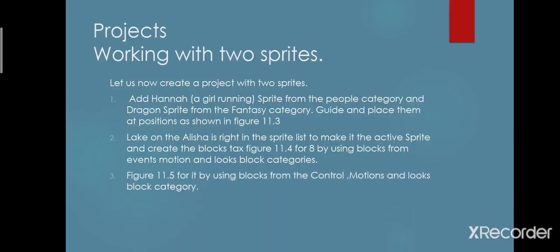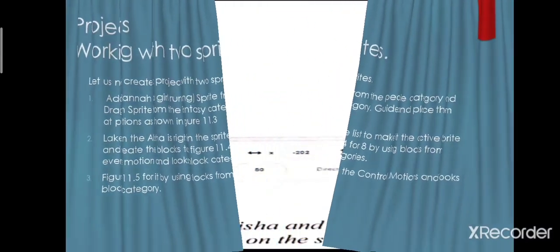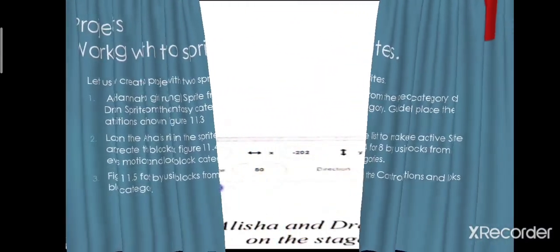Next, click on the dragon sprite in the sprite list to make it the active sprite and create a joining block stack for it by using blocks from the control, motion and looks block categories. Now children, you are able to see the Alicia and Dragon sprites on the stage. Alicia is a girl and the Dragon, you can see, is on the upper part.